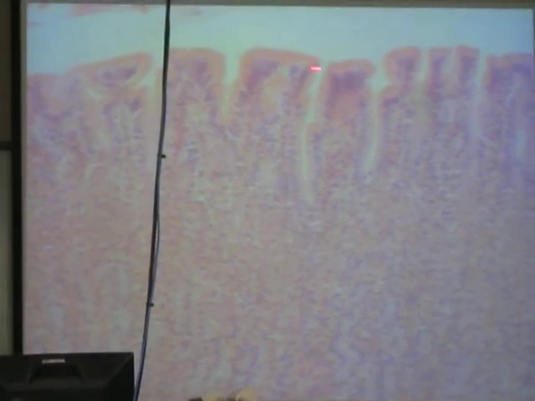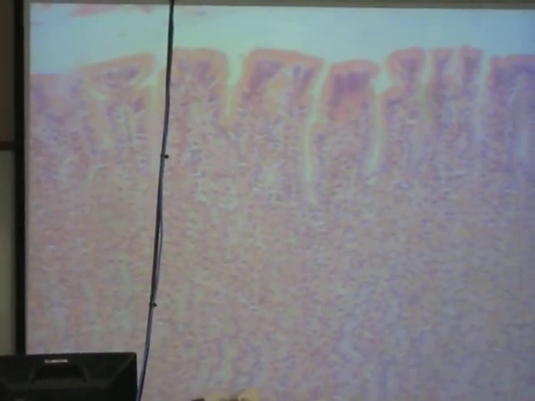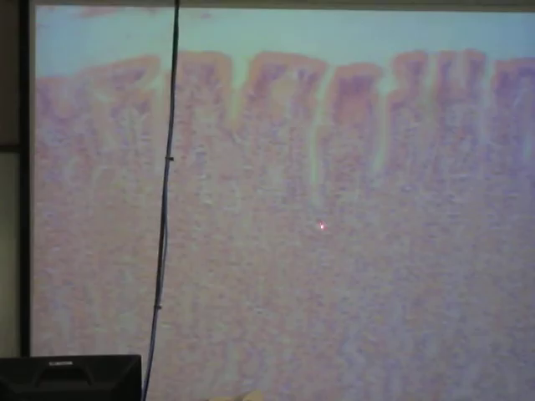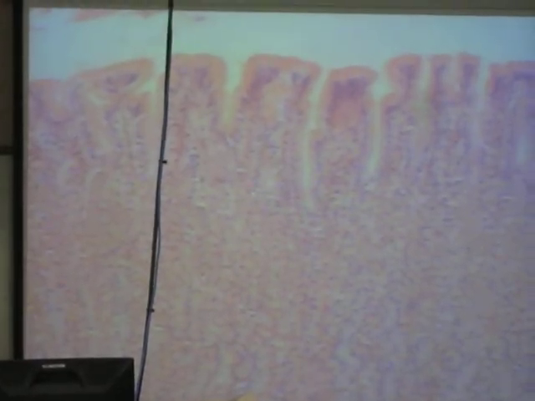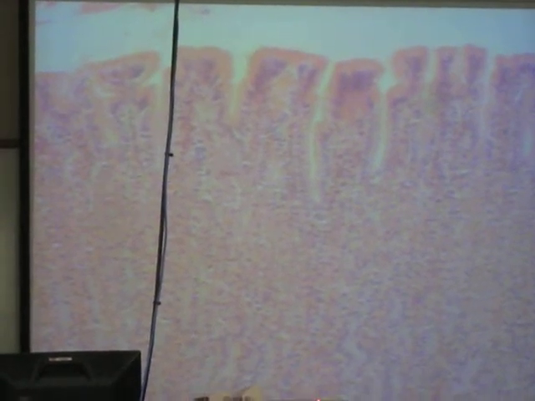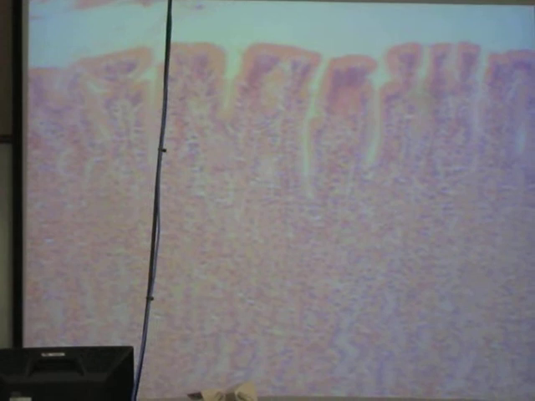And then you see each of these grooves. The opening is the gastric pit. The gastric pit will open up into the gastric glands. Now what happens is the tissue is very tightly packed together, so it really doesn't show a distinctive gland running all the way down, but the glands do run deep.